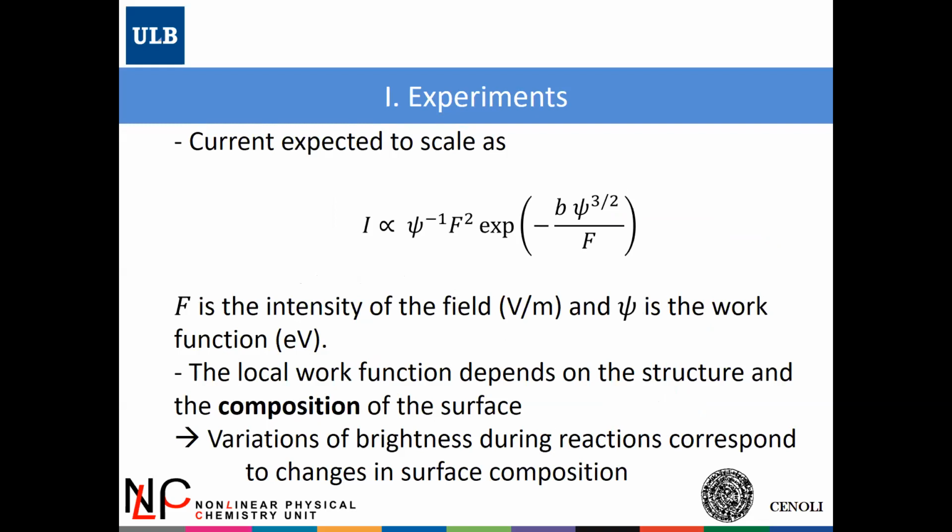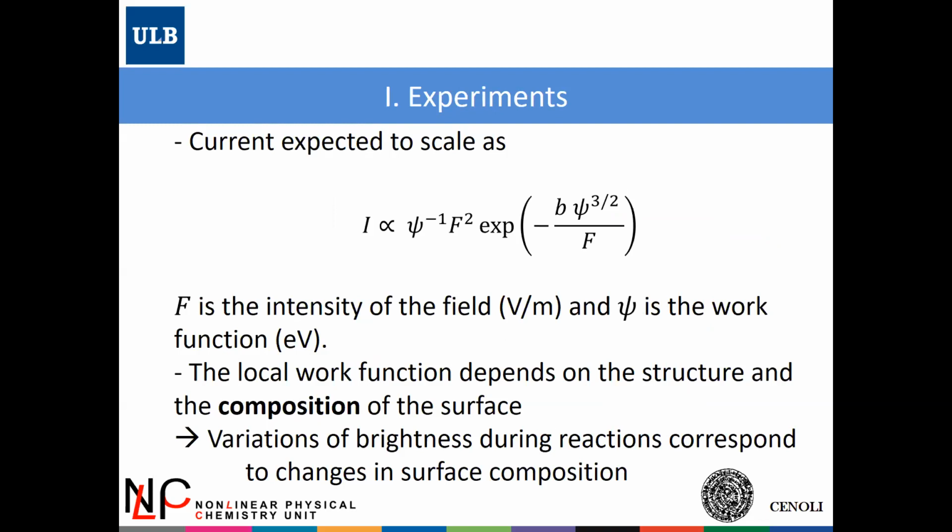So the work function, if you remember, is the energy needed to eject an electron from the bulk of the material. This work function depends on the material itself, on its structure, but also on the chemical composition at the level of the surface. So if a metal is covered with molecules, this will affect the work function, and so this will affect the current emitted by the tip.